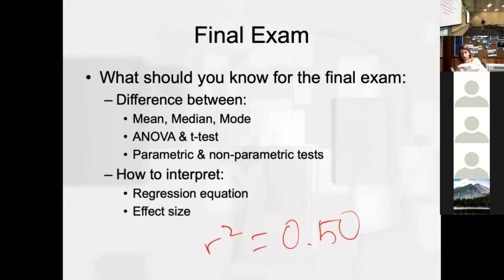Yeah. Oh, sorry, that wasn't a hand. Yeah. So 50% of the variance in one variable can be explained by that other variable. Exactly.